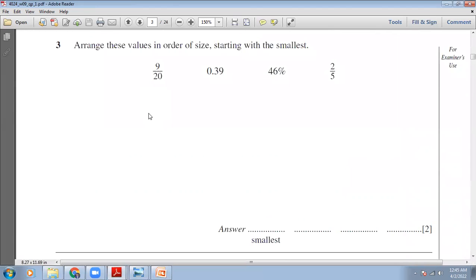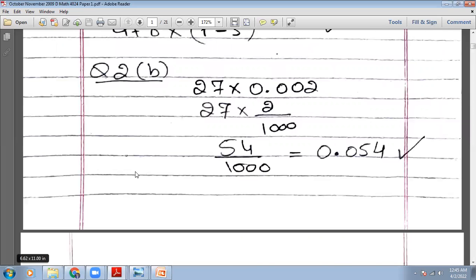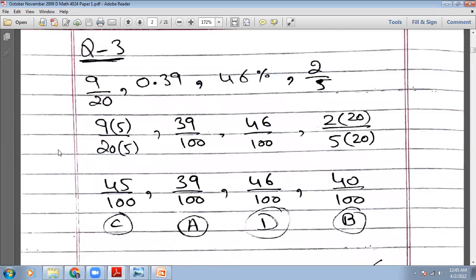Okay, so let's move to the next question. Here, arrange these values in order of size, starting with the smallest. You have 9 by 20, 0.39, which can be written as 39 by 100, 46%, which means 46 by 100, and then you have 2 by 5. I will try to make all the denominators the same, and then I will be able to compare these fractions. So I will make the denominator of all these fractions 100.